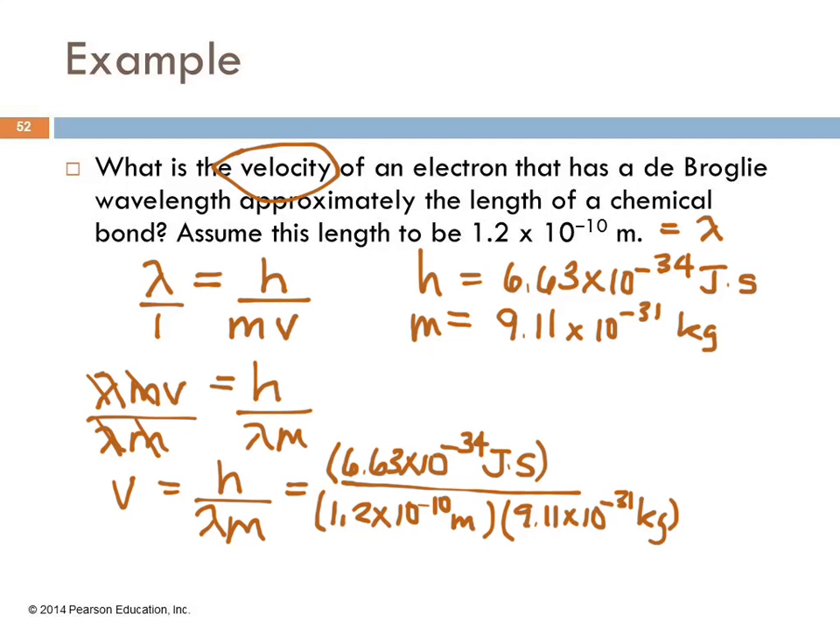Okay, let's punch the numbers through. Again, you need to use the EE button on your calculator correctly. 6.63 EE34, change the sign. Divided by 1.2 EE10, change the sign. Divided by 9.11 EE31, change the sign. And so this comes out to 6.06 times 10 to the 6th.